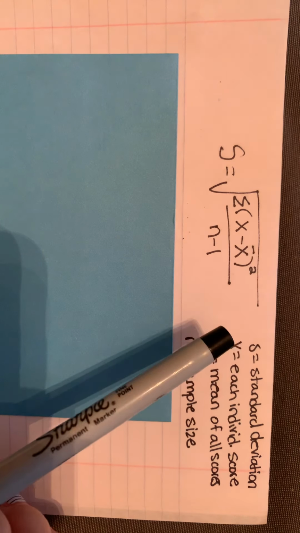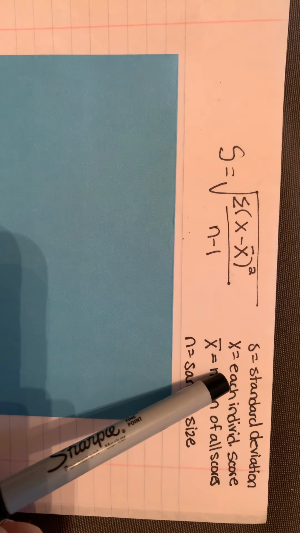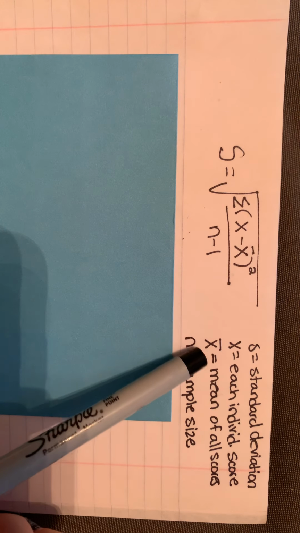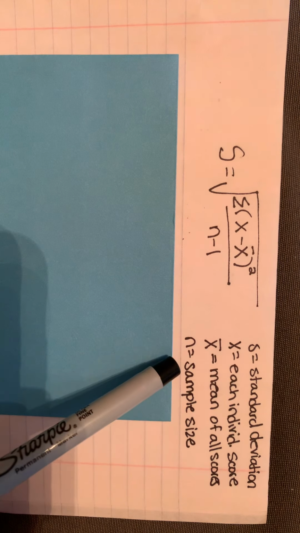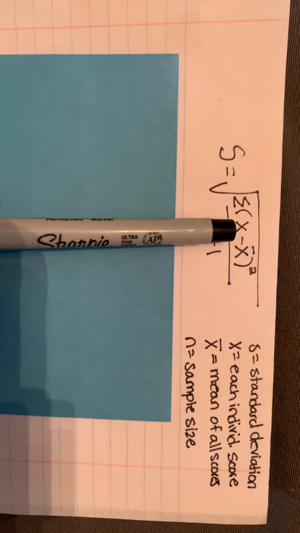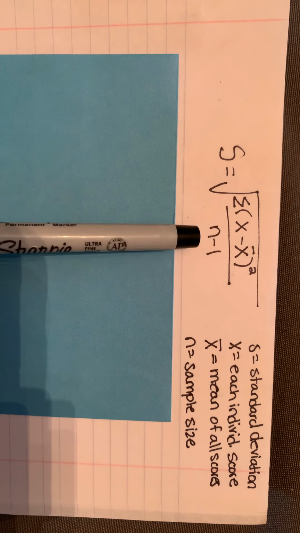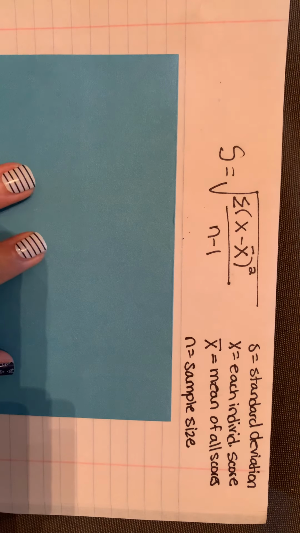The S stands for the standard deviation. The X represents each individual score. The X with the X bar over it is the mean of all scores, and N is again the sample size. So we know we're going to need each individual score, the mean, and the sample size in order to figure out the standard deviation.